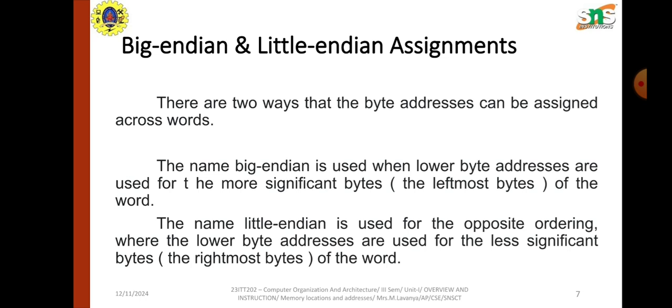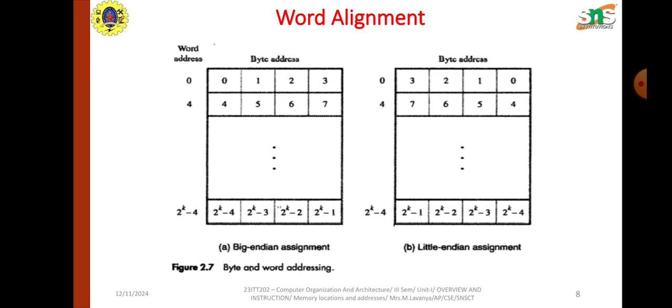There are two types of assignments for memory location. It is big endian and little endian. The difference between big endian and little endian assignment is the way we store the values, from left to right or right to left, when storing the word values into the cell. Let us see.